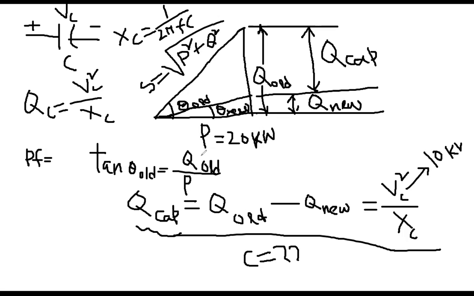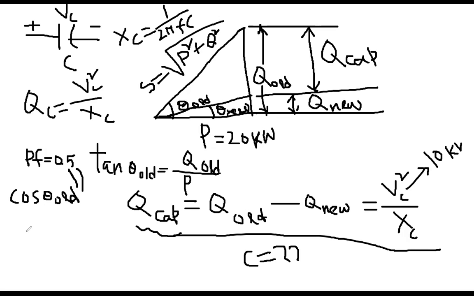Tan theta volt is Q volt over P. So how do we get tan theta volt? See that the original power factor was given as 0.5 with respect to this theta volt. This power factor means cos theta volt. This cos theta volt is this value, 0.5. So this is cosine theta. From here, find out the corresponding tangent theta volt.